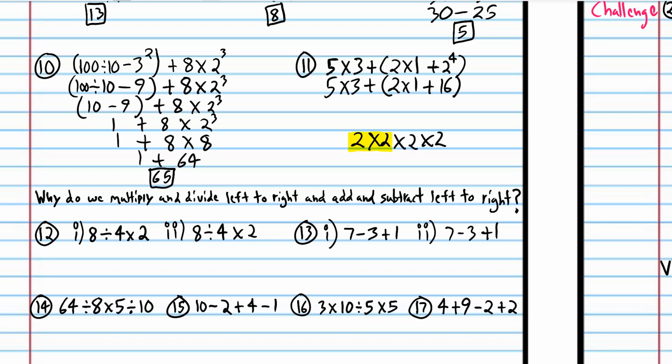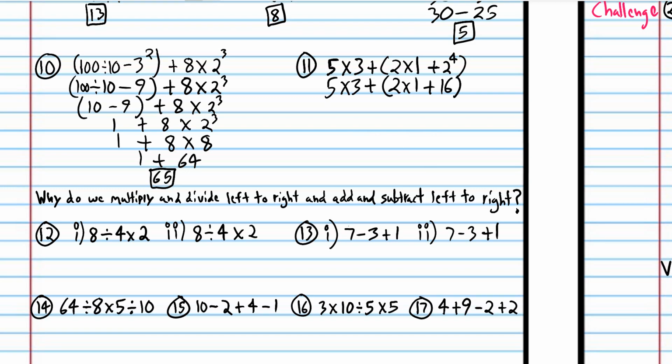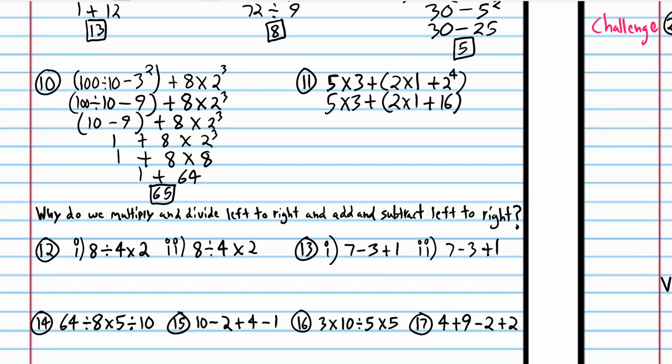So 2 times 2 is 4. 4 times 2 is 8. 8 times 2 is 16. No big deal. All right, so we have to continue with the parentheses. Don't go on to this other stuff until you're done with the parentheses.